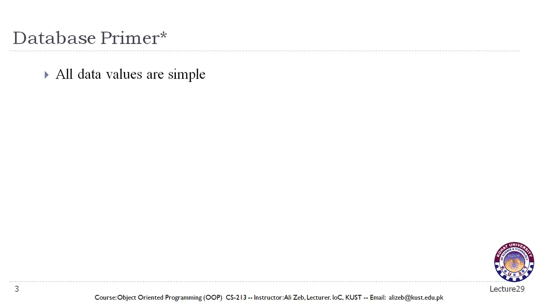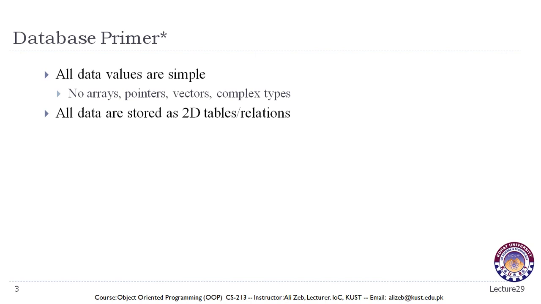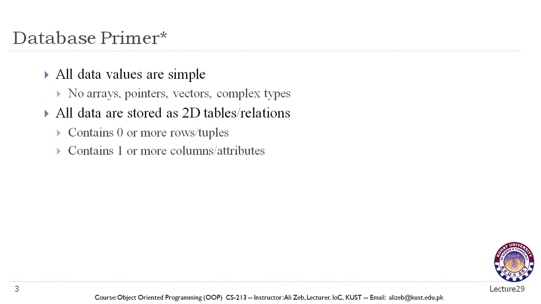All data values are simple: no arrays, pointers, vectors, or complex types. In a database, all data are stored as 2D tables or relations. That is in a relational database that we'll look into, where data is in the form of tables. The tables contain 0 or more rows, also called tuples, and can contain one or more columns or attributes.